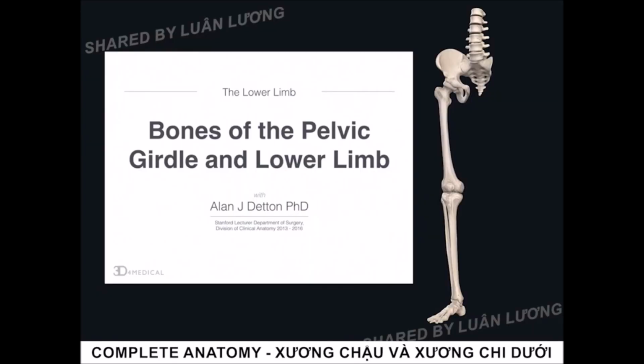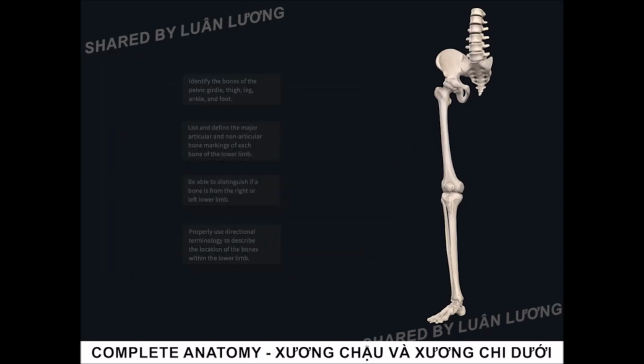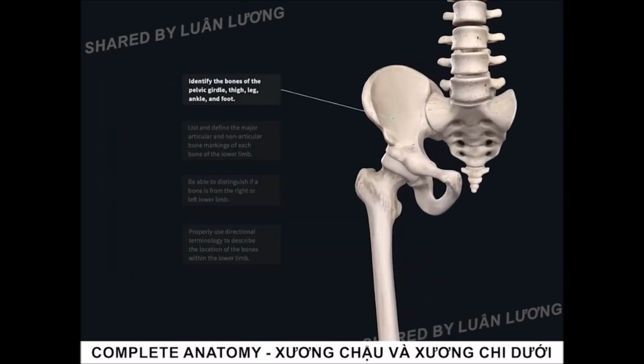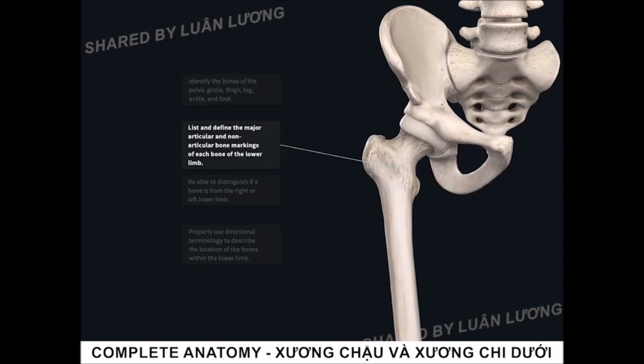My name is Dr. Alan Detton, and in this lecture I will be going over the bones of the pelvic girdle and lower limb. By the end of this lecture, you will be able to identify the bones of the pelvic girdle, the thigh, the leg, ankle, and foot. You will be able to list and define the major articular and non-articular bone markings of each bone of the lower limb.